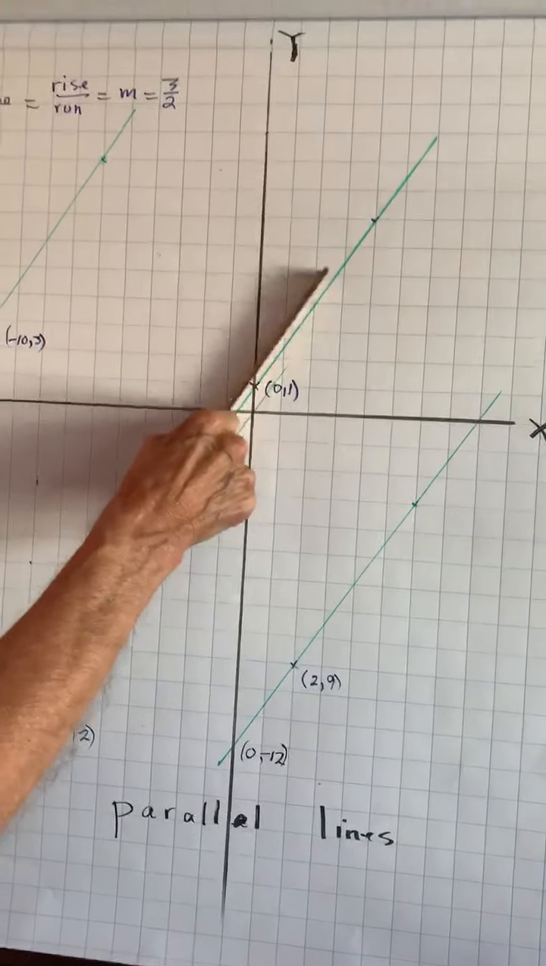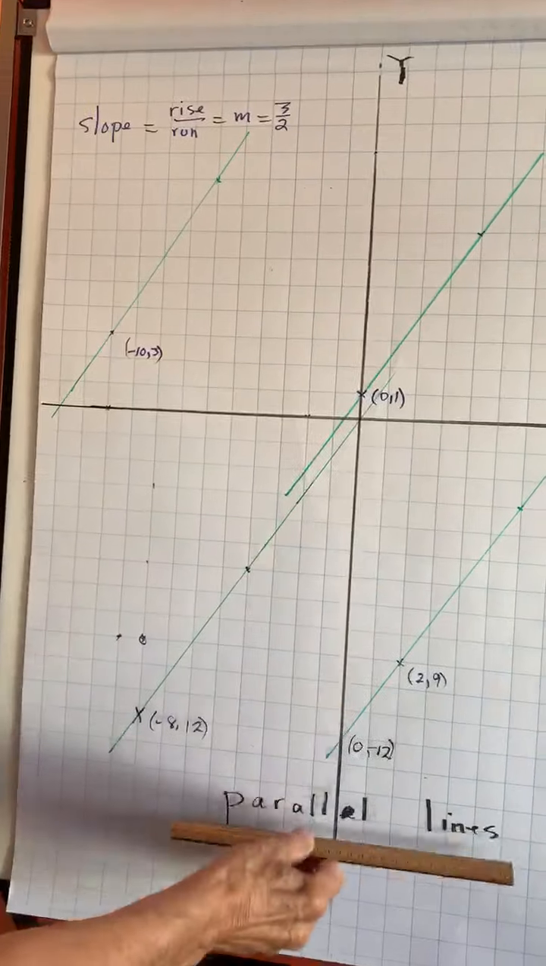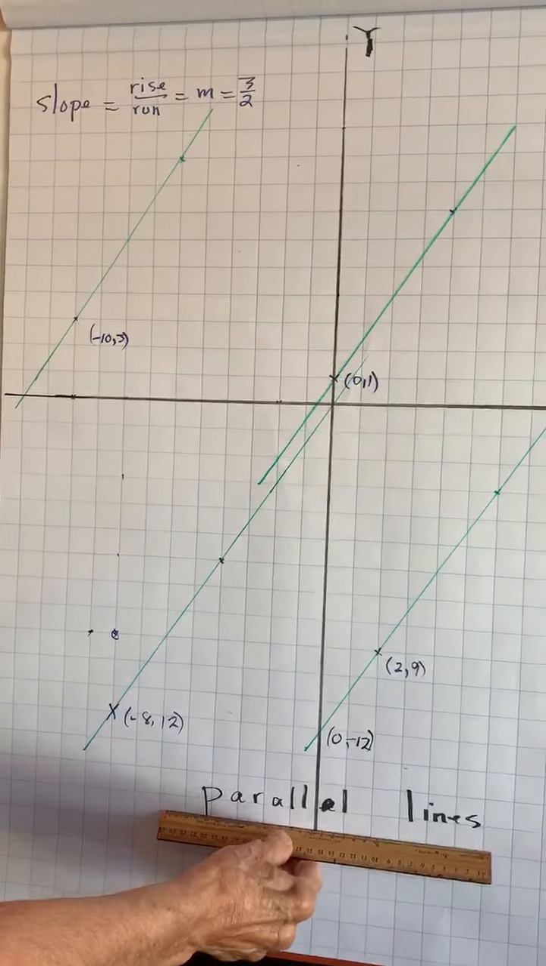They are all parallel. The key word is parallel. Parallel means they never meet.